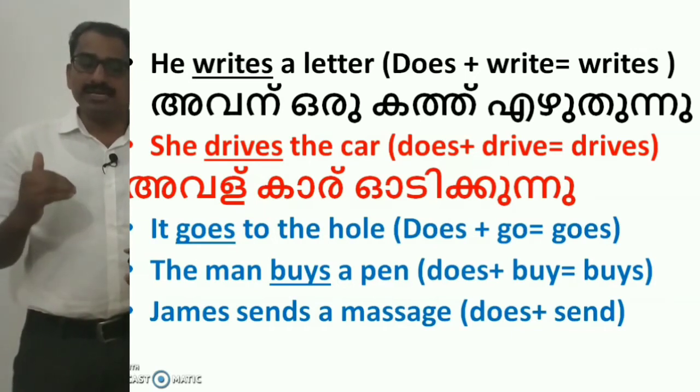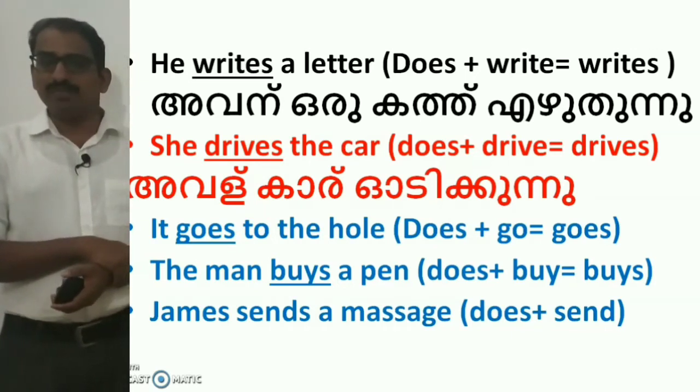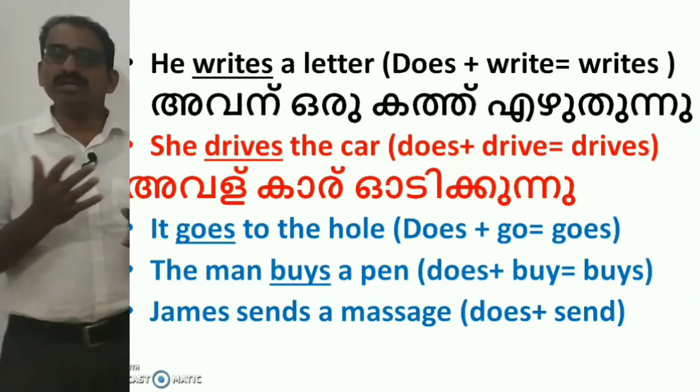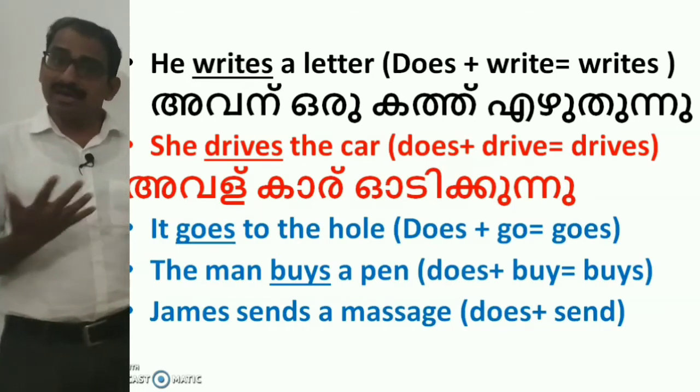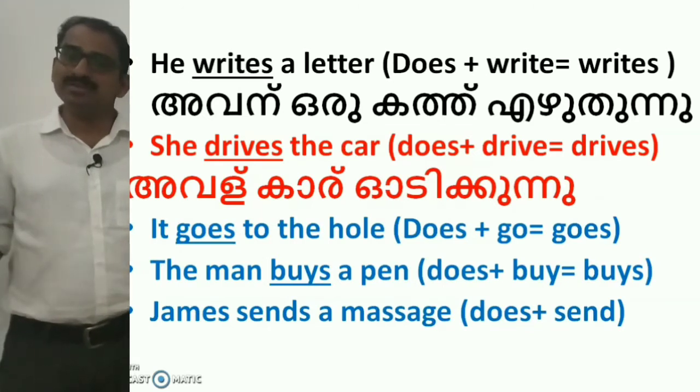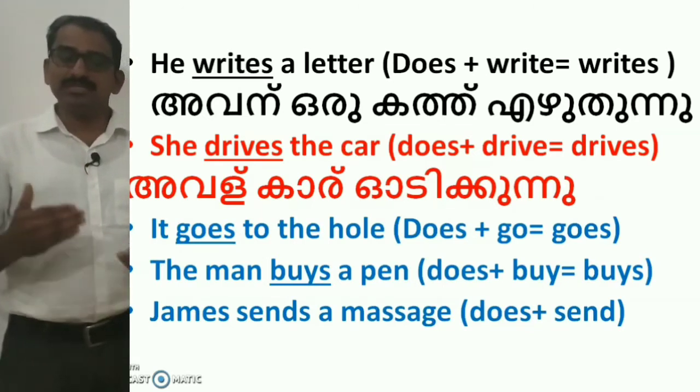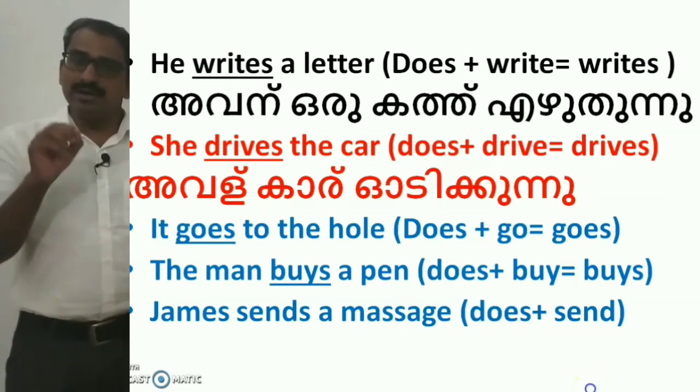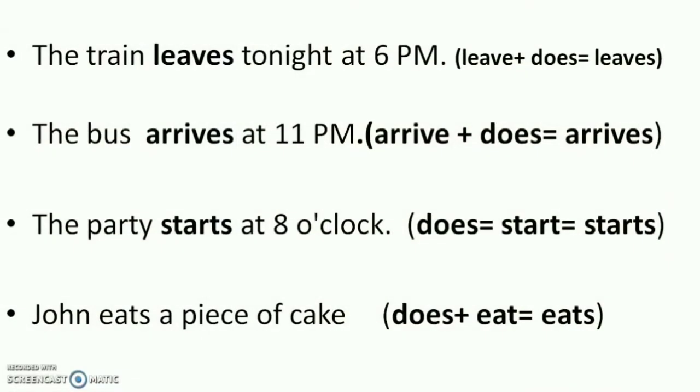Then James sends a message. James is third person singular. That means he. If we use a pronoun for the noun James, we can use he. Here, third person singular. So James is also third person singular. Then we can use James sends a message. That means does plus send becomes sends. Likewise, we have to use does in the sentences. Do the practice. The train leaves tonight at 6 p.m. Leave plus does becomes leaves. The bus arrives at 11 p.m. Arrive plus does becomes arrives.